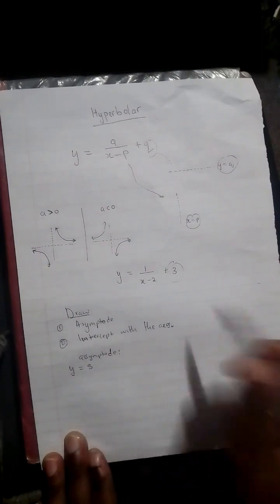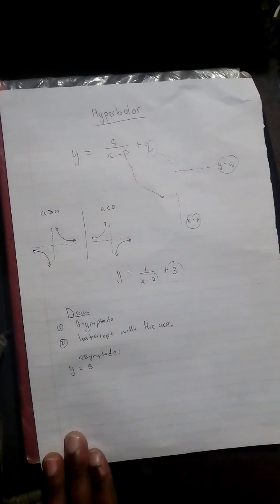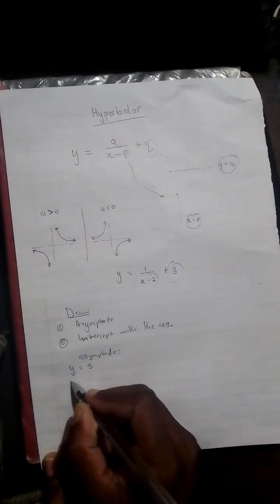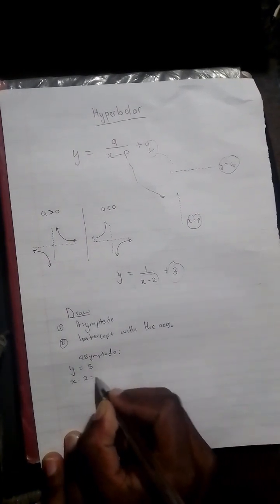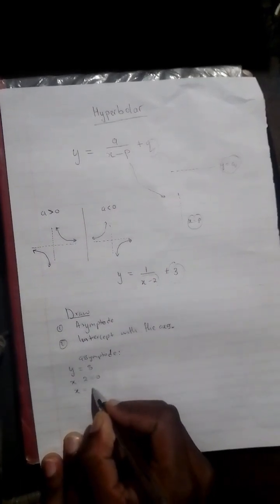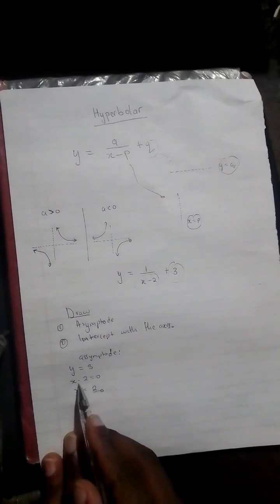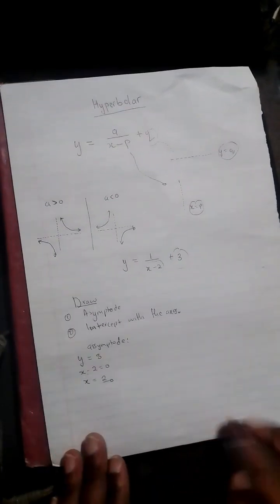Now I want the vertical asymptote. Whenever I want the vertical asymptote, I equate the denominator to 0. So x minus 2 is equal to 0. Let me solve for x. Therefore x is equal to 2, because I transpose negative 2 to the other side and this changes the sign to positive. Now I've got the asymptote.